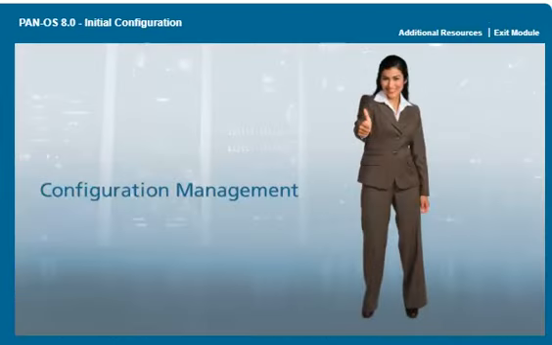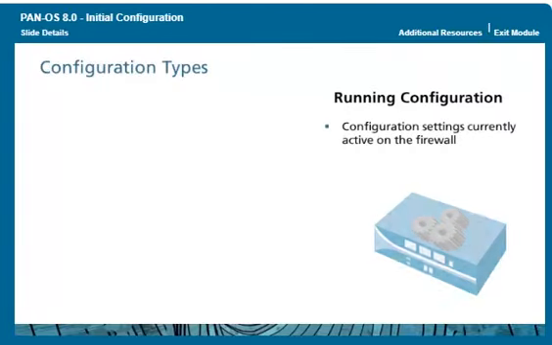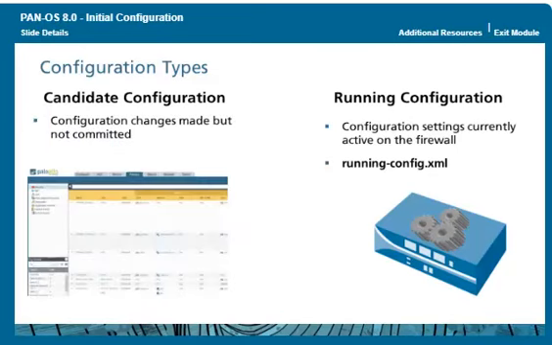Configuration management. The running configuration is the actual configuration controlling the operation of the firewall. It is maintained in a file on the firewall named running-config.xml. The running configuration is copied to a candidate configuration during firewall startup.